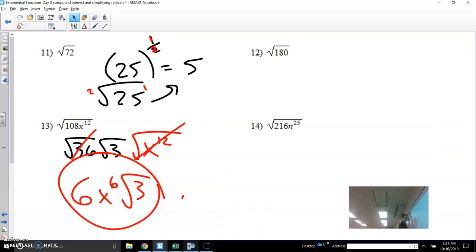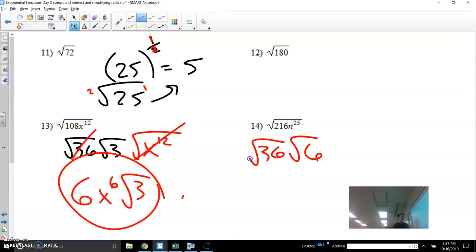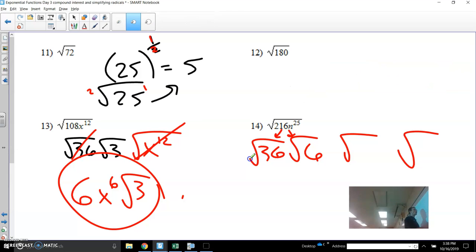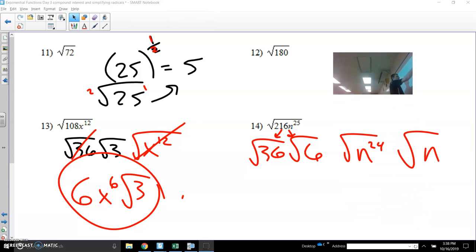So 36 times 6 is 216. But just like I broke this up, I'm wanting to break up this n to the 25th. And I want the biggest possible even that could give me that division of 2. So I want to break up n to the 25, understanding that when you multiply variables, the exponents add together. So I want n to the 24th and then an extra n.